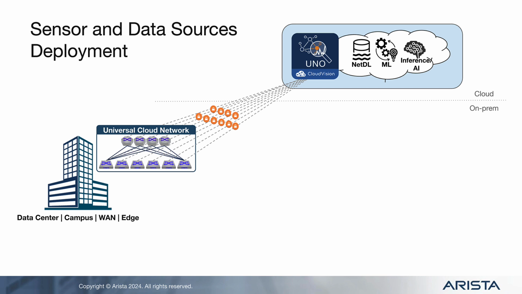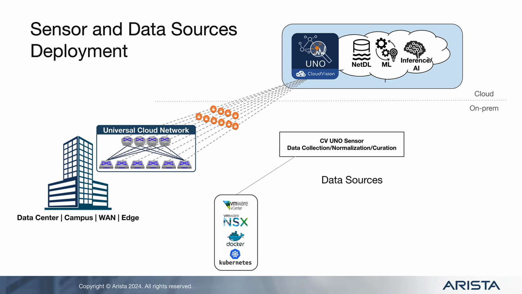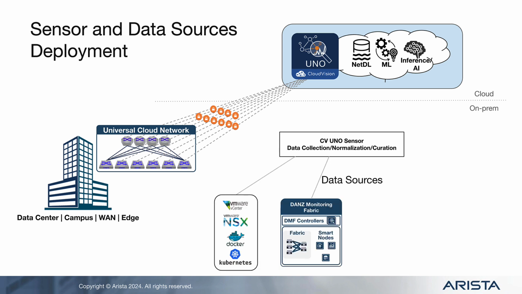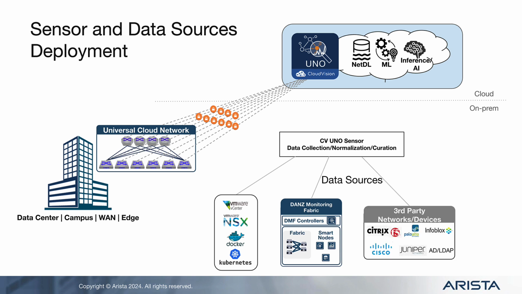Additionally, CV-UNO now offers visibility in the application infrastructure to get deeper insights and end-to-end visibility for the applications. In order to do so, CV-UNO deploys a sensor in the on-prem infrastructure and collects data from various data sources. It collects data from the private cloud infrastructure, Arista's next-generation packet broker, the DANZ monitoring fabric, third-party devices including load balancers and firewalls, and last but not the least, the public cloud providers.